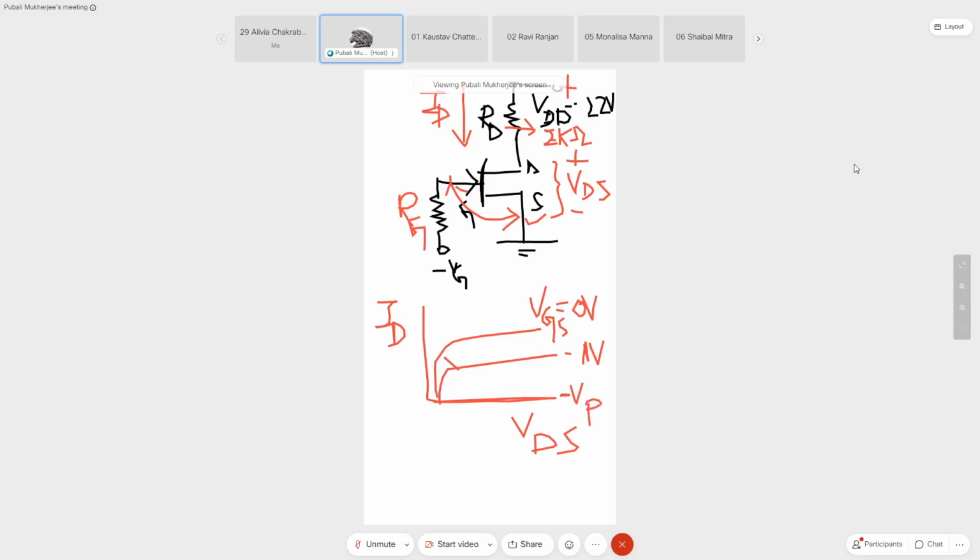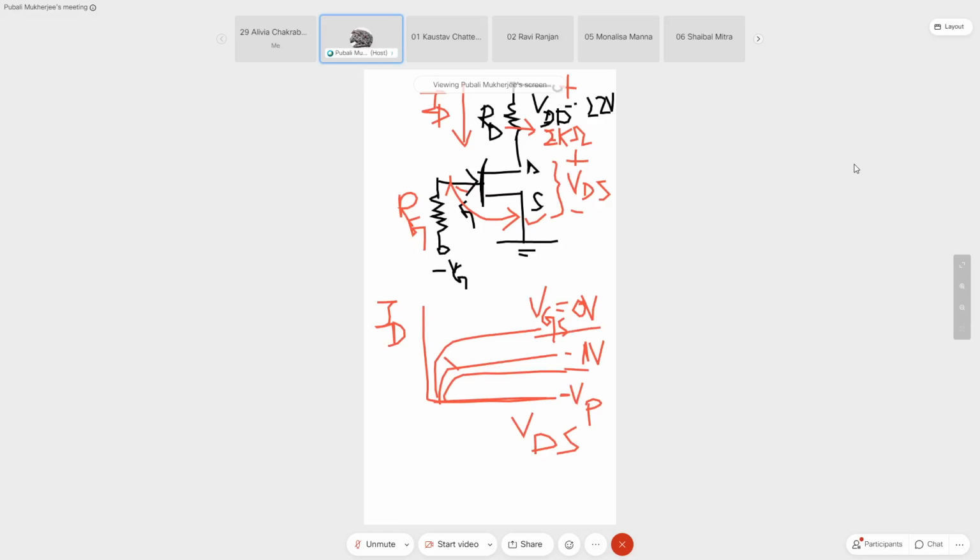Pinch off voltage. Today after the class, just go for a brief recap of JFET from your ED notes or whatever resources you have from last semester. So please give a recap so that it becomes easy for you to understand. So VGS 0 volt, minus 1 volt, minus 2 volt, up to minus Vp.